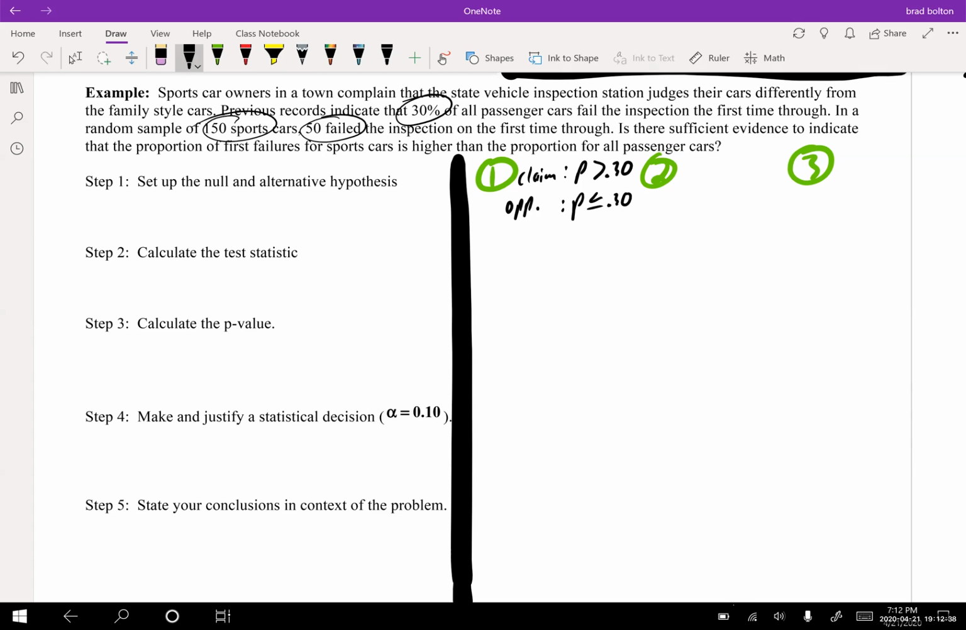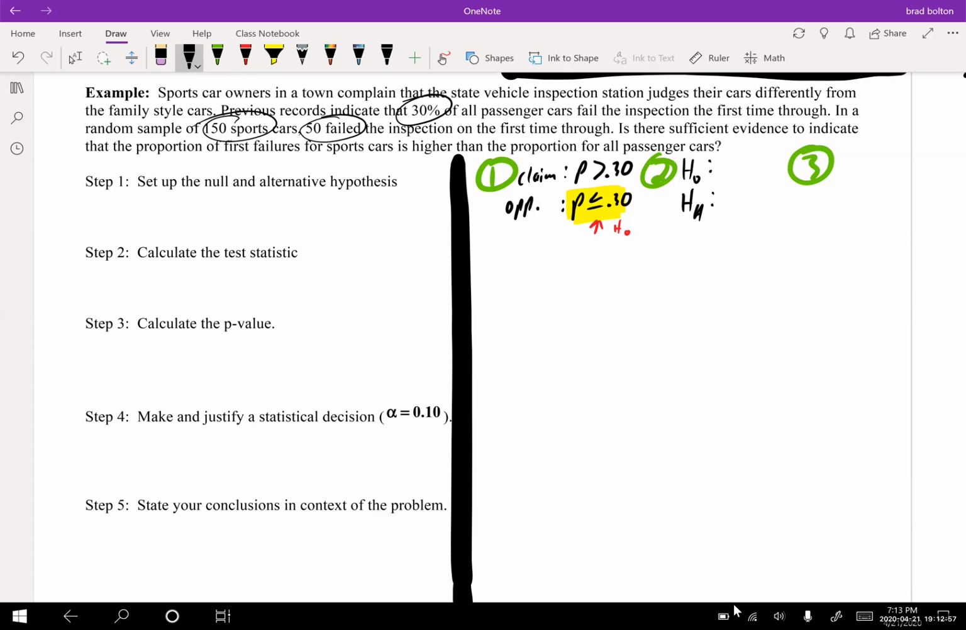Less than or equal to 30%. So now let's look at the null and the alternate hypothesis. Now the null is always the one with the equal sign. So in this case, I see that that has the equal sign, so that is going to be my null. This is my null.